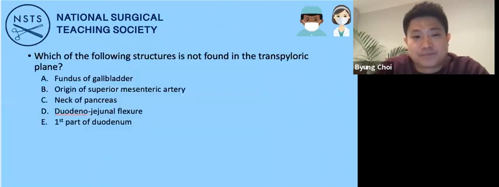So, which of the following structures is not found in the transpyloric plane? A, the fundus of the gallbladder. B, origin of the superior mesenteric artery. C, neck of the pancreas. D, duodenojejunal flexure. Or E, the first part of the duodenum.